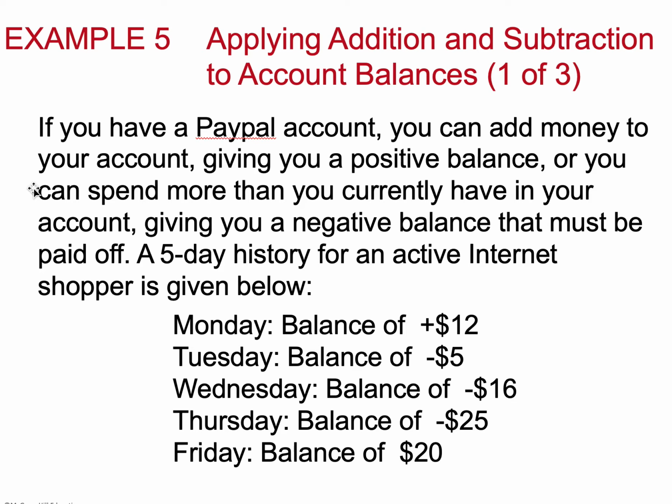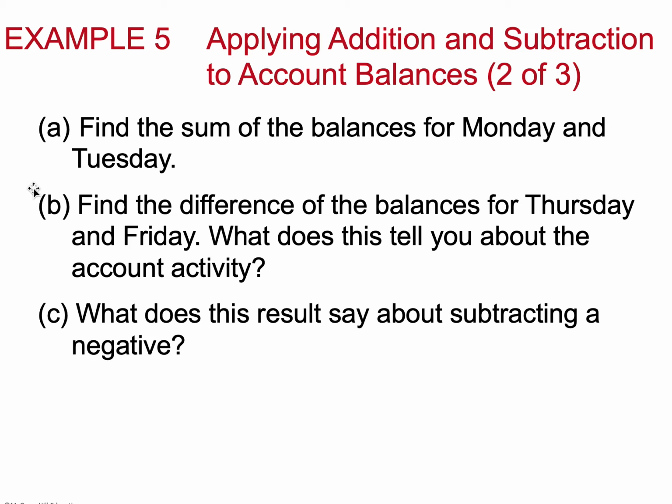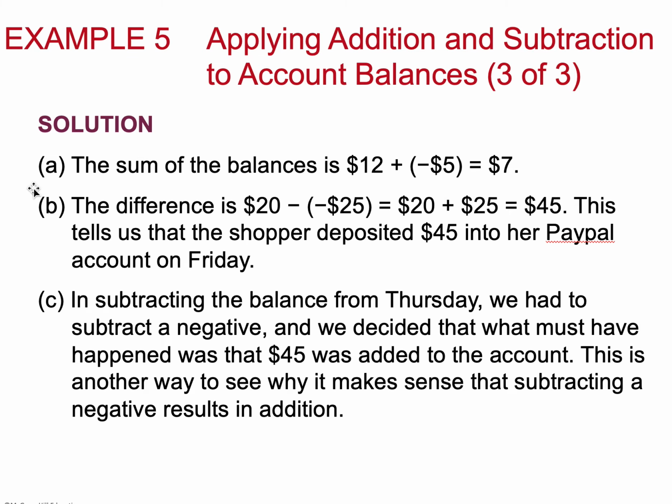Now, when I'm working with account balances, this is the most applicable concept, because as I'm deducting money or spending money, it's negative. And as I'm depositing money, it becomes positive. So here's my 5-day history for an active internet shopper. I want to then find the sum of the balances for Monday and Tuesday. So if I look at part A, on Monday I'm at 12, and on Tuesday I spend $5, so I have a balance of -5. So if I have 12 and I spent 5, I have 7 left.